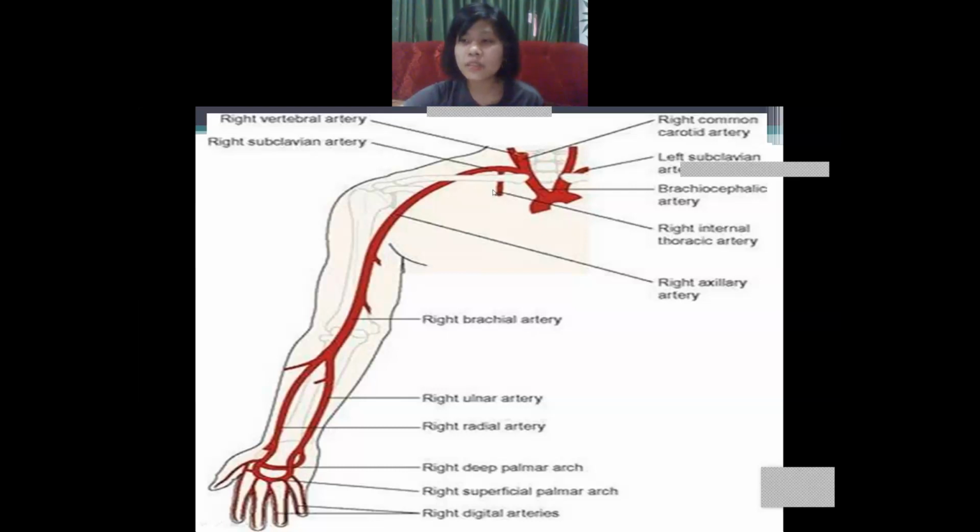And the next is the vertebral artery. The vertebral artery, where does it lie? Just at the backside of your vertebral column. You remember, no? I taught you in bones. The vertebra. So it is situated at the backside.